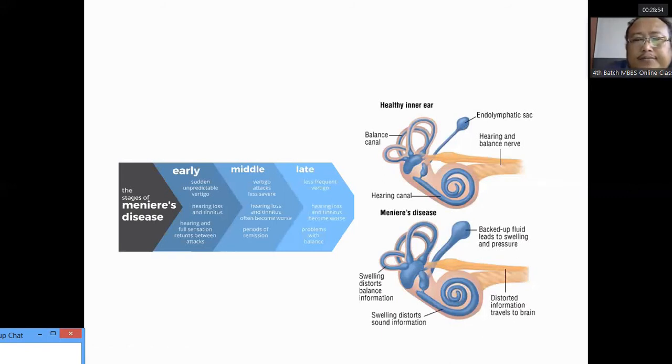Regarding the natural history of Meniere disease, in the typical cases, not always all the symptoms or features are present during each visit, but in the majority of typical cases, there are some stages. In the early stage, there is sudden vertigo, where the patients cannot predict when the vertigo starts or when the vertigo will lead to the problem.